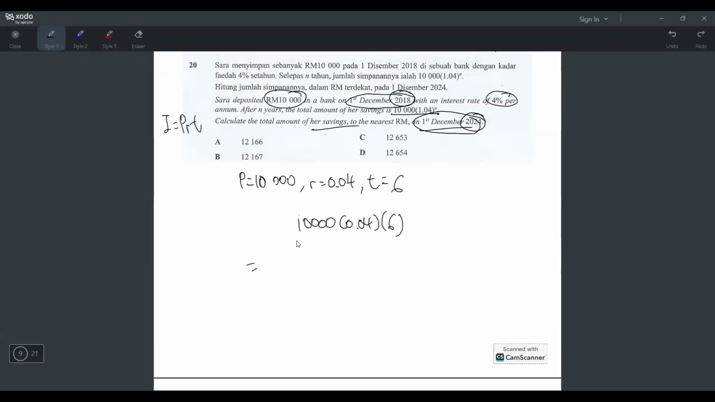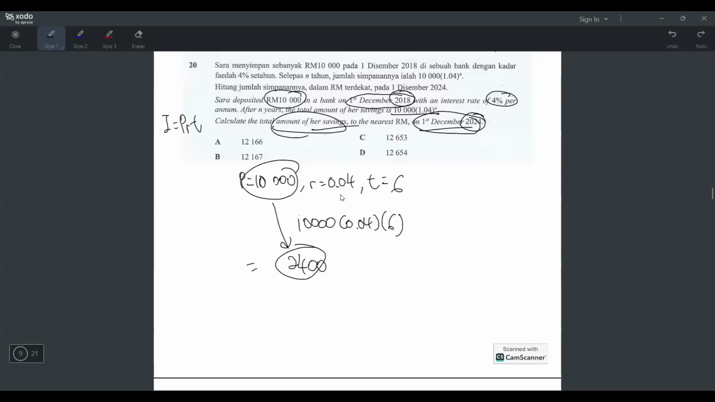Okay, my calculator gives me 2,400. So what is the interest? 2,400, right? So the total amount of savings will be 10,000 plus the 2,400. Because 2,400 is the interest only. This is only the interest, or the bonus. So when you add, you get the answer, right? Wait, but why no answer?